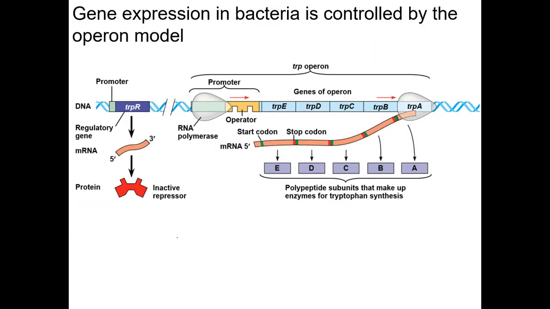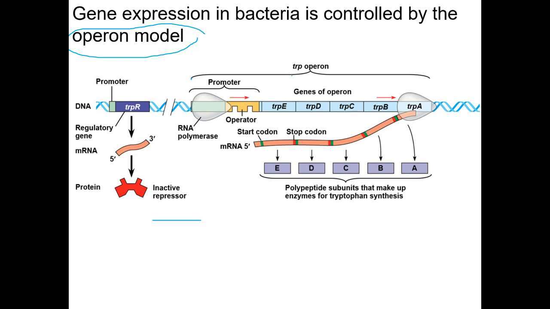The way that bacteria express genes, or the way that bacteria control gene expression, is with the operon. This is different with eukaryotes. We do not use the operon model. Okay, so here's a whole picture of the operon model, and I'm going to be looking at each piece of it with you, but let's just run through the whole thing.